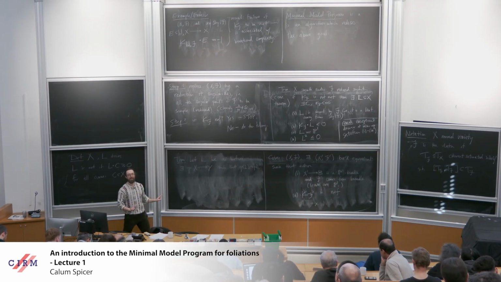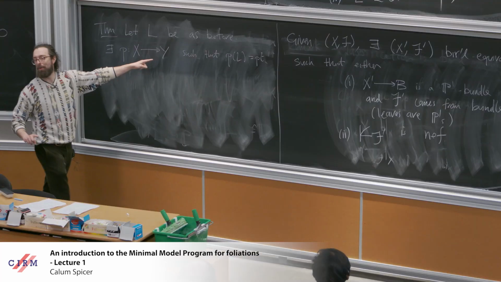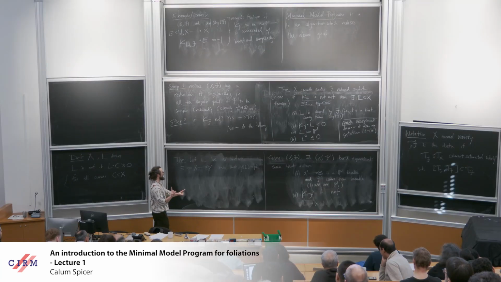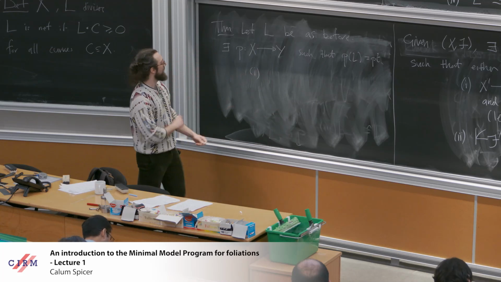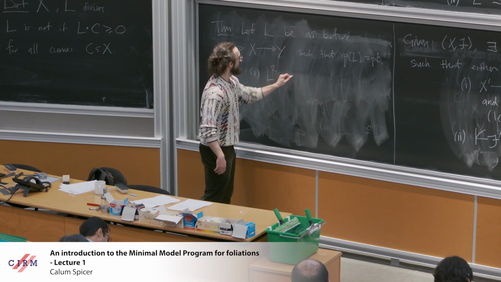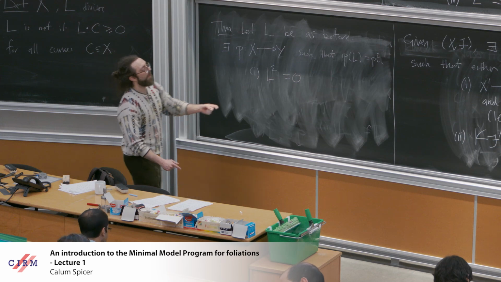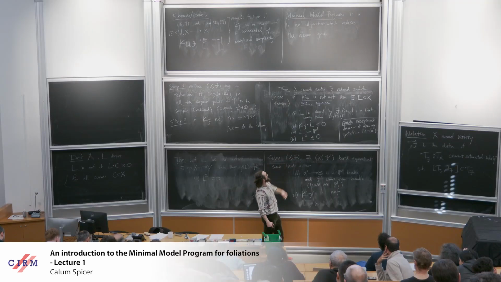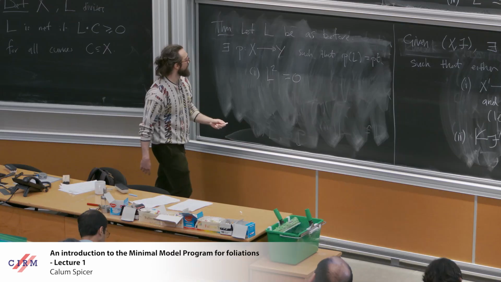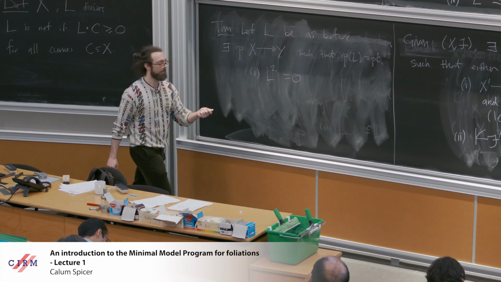But there's a bit more, because, well, Y could be a point, and this would be true. So we have to impose a few more hypotheses here. The first one is that if L squared is 0, so remember we have two possibilities, either L squared is 0 or it's strictly negative. If L squared is 0, then P is a P1 bundle.